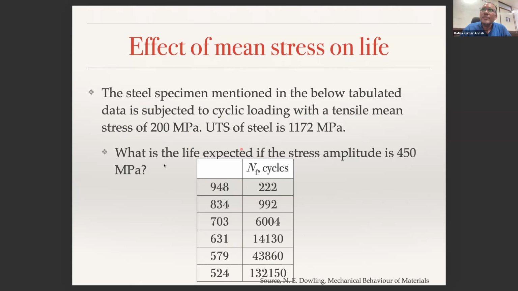What is the life expected if the stress amplitude is 450 MPa? Please go ahead and start thinking about how we want to solve this problem. I will give you time. Please think about it and then come up with a solution. I am giving you 5 to 10 minutes.